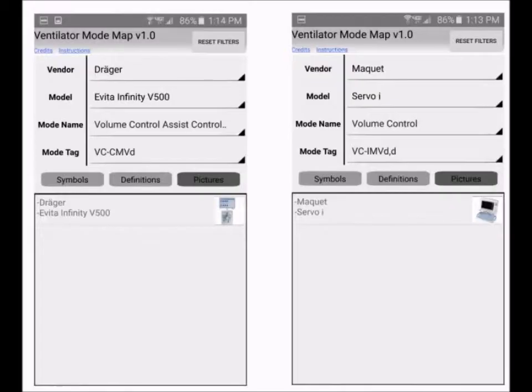These are two screenshots from my mobile app, my ventilator mode map application. What we see in the first screenshot on the left-hand side is the Draeger V500. The mode volume control assist control pressure limited actually uses a dual targeting scheme. If we look at the right side of the screen with the Maquet Servo-i ventilator, the mode volume control also uses a dual targeting scheme.